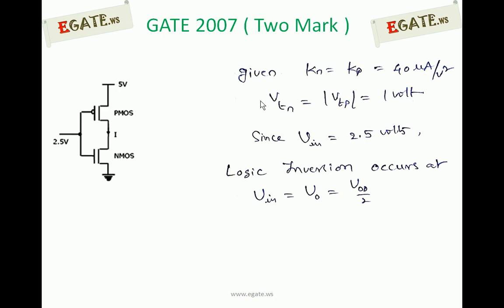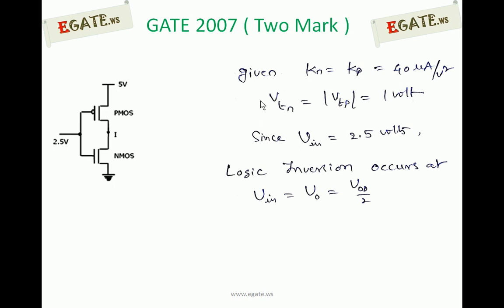Since it is an inverter, the inversion starts from that point. If you apply input voltage less than 2.5 volts, output will be greater than 2.5 volts. Look at the inversion: if you apply Vinput greater than 2.5 volts, output will be less than 2.5 volts. That is inversion, so logic inversion occurs at 2.5 volts.